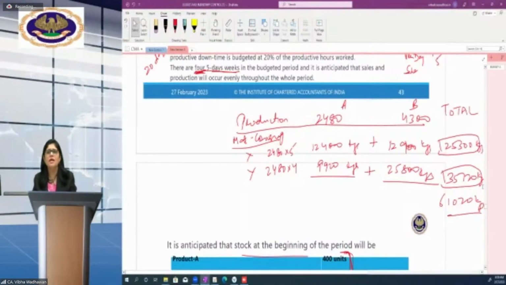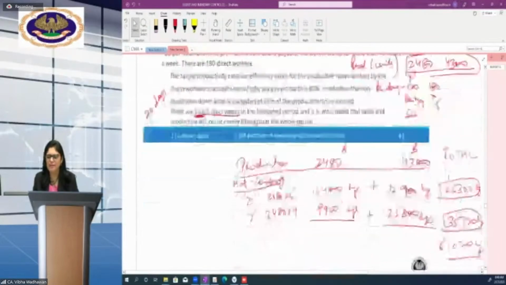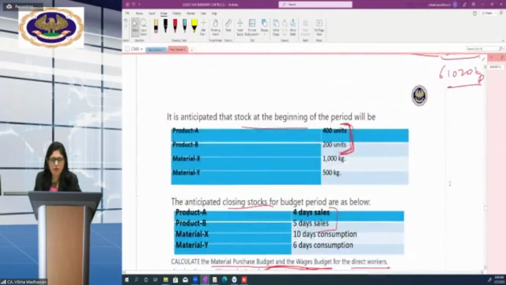See, in this question they have just asked us to make the material purchase budget, but we cannot make it unless we know the production budget and the material consumption budget, right? So we first calculated the production units, then the material consumption, and only now can we calculate the material purchase. So this much material we require, and then we have to see the stock. This is the material opening stock and closing stock.